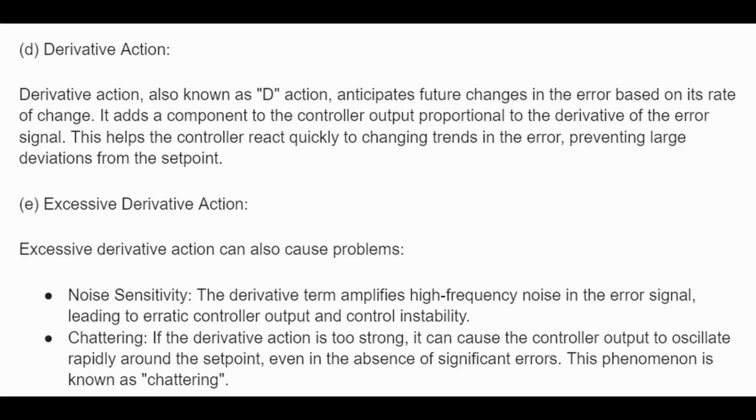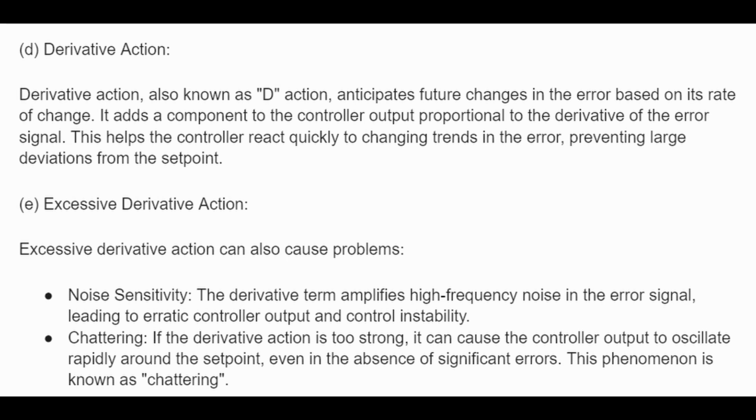D. Derivative action, also known as D action, anticipates future changes in the error based on its rate of change. It adds a component to the controller output proportional to the derivative of the error signal. This helps the controller react quickly to changing trends in the error, preventing large deviations from the set point.